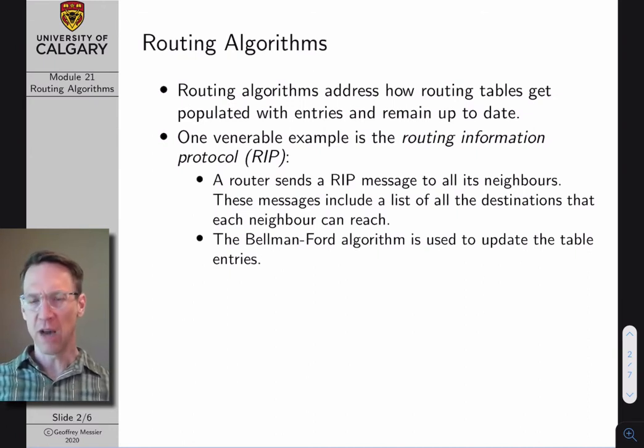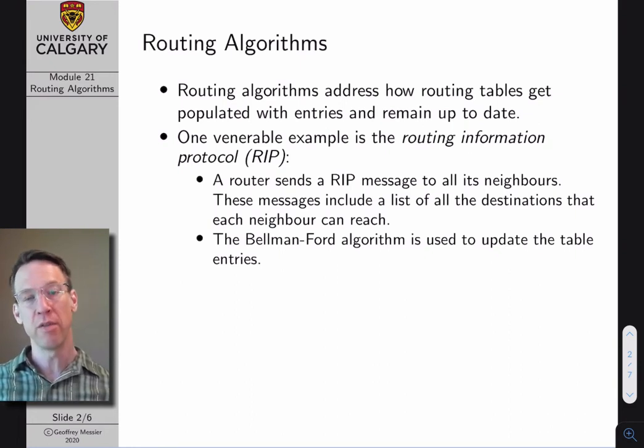And there are a variety of different routing protocols out there. We're going to look in a little bit of detail at a venerable example called the Routing Information Protocol, or RIP. RIP is still out there. It's one of the older algorithms, though. There are definitely a number of newer ones. But I like RIP because it does illustrate some of the quintessential properties of routing algorithms that make the internet so successful.